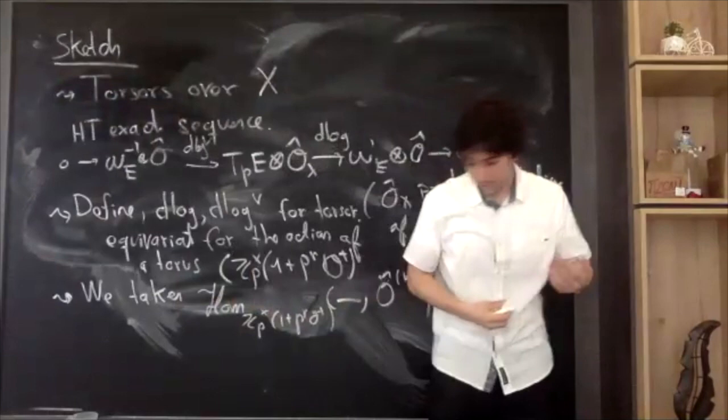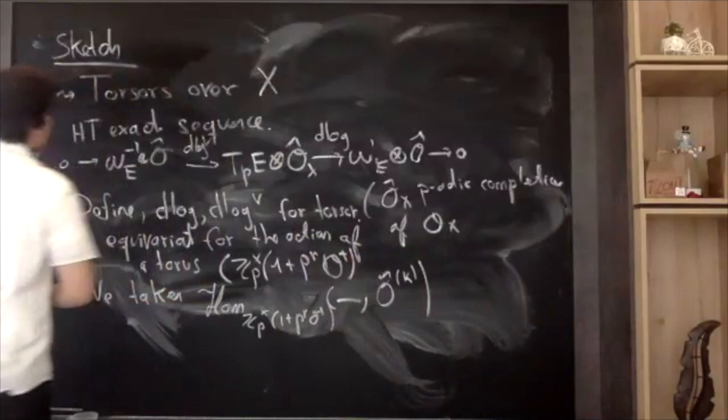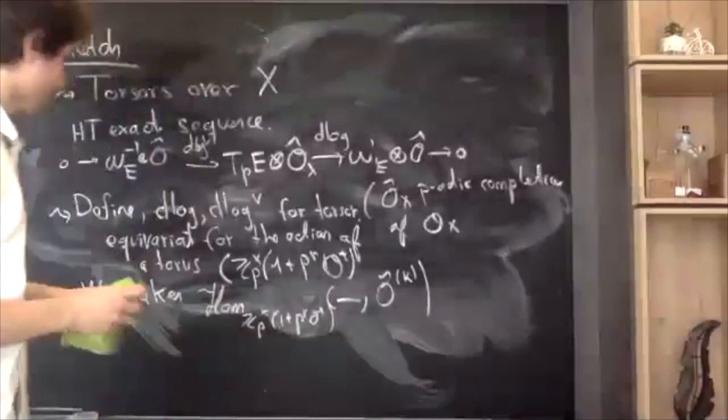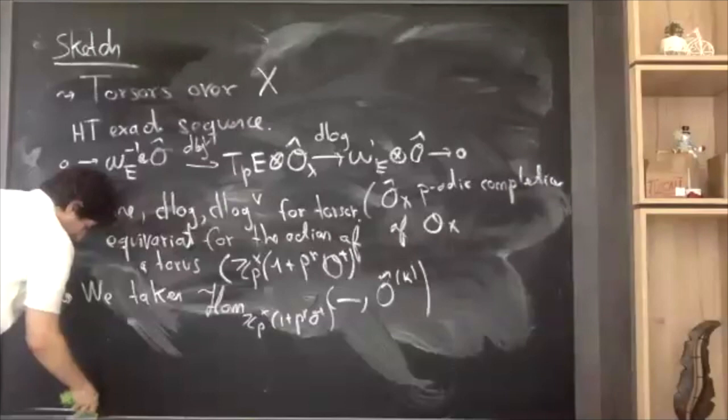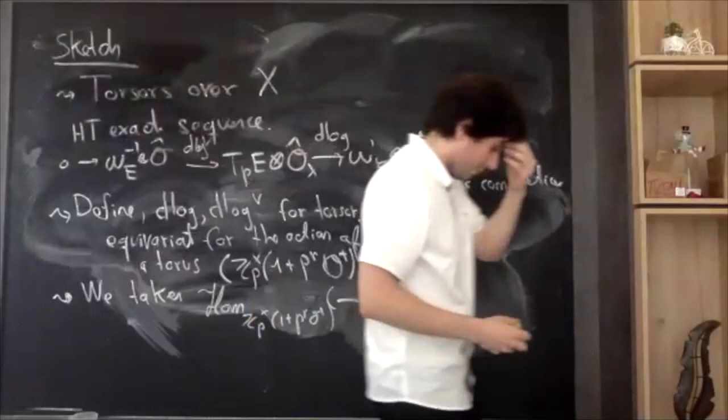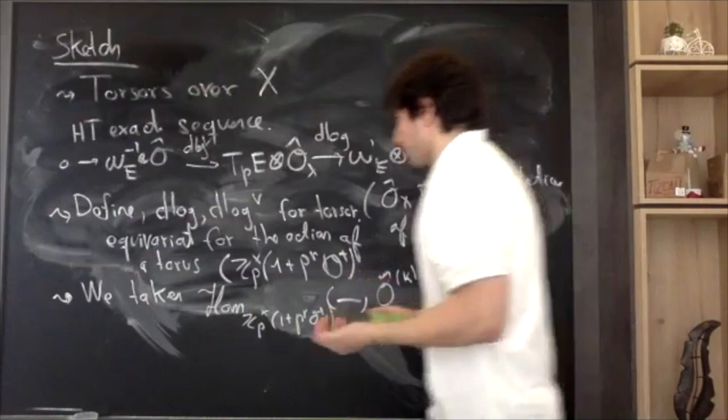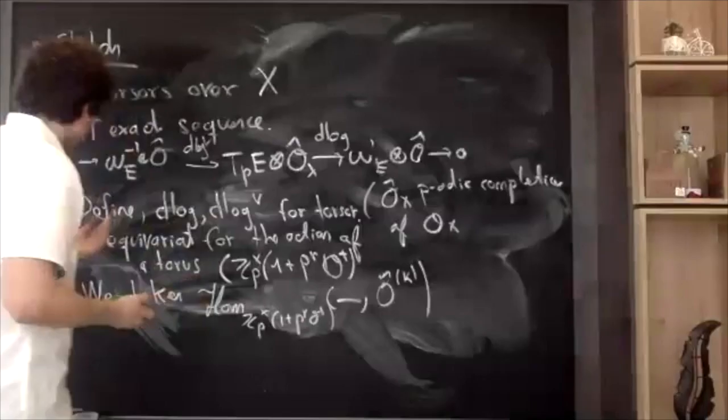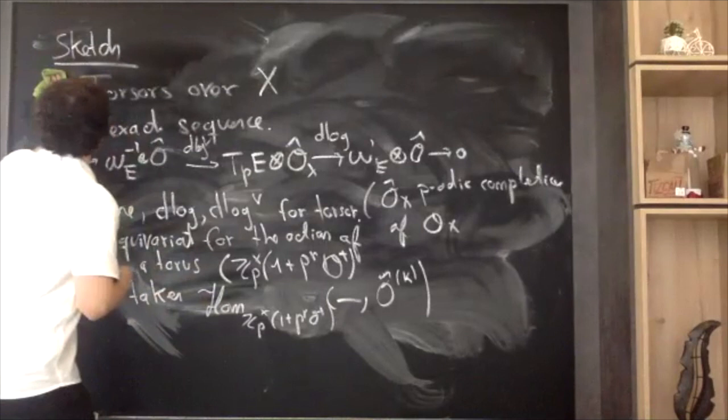Okay. So, how much time do I have? About 1 hour. Okay, that's nice. So, I think I will explain what the torsors are and how to define these maps, okay? I always have enough time to do that.